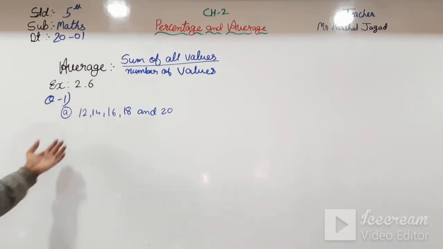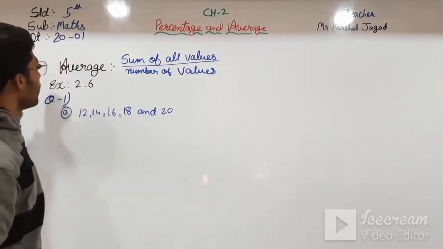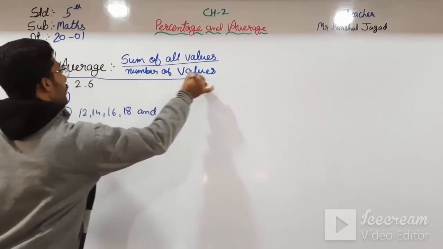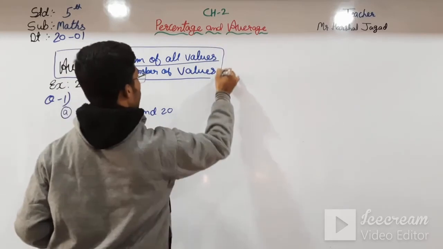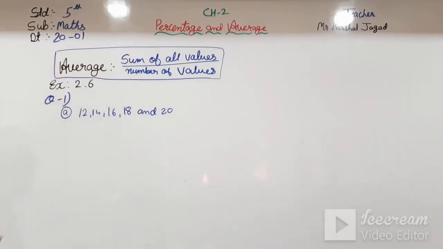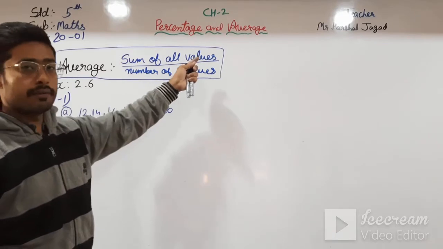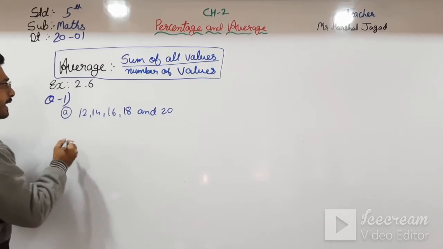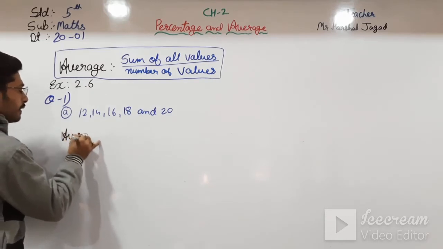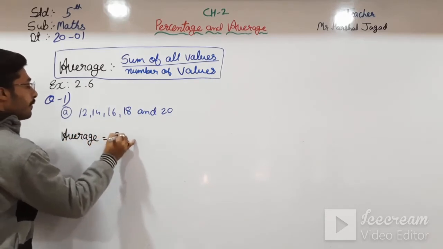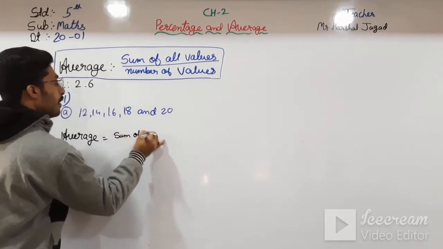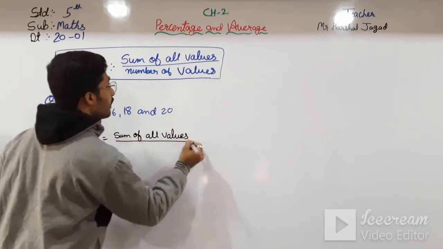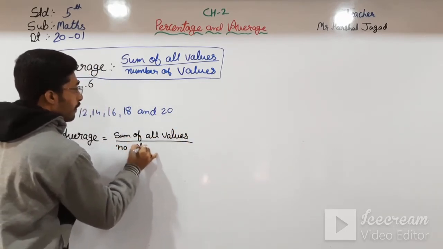So how will we find the average of this? It is given here, the formula of average. I am just making a box so you can see the formula. That is, average is equal to sum of all the values upon number of values. Writing that first of all: average is equal to sum of all values upon number of values.